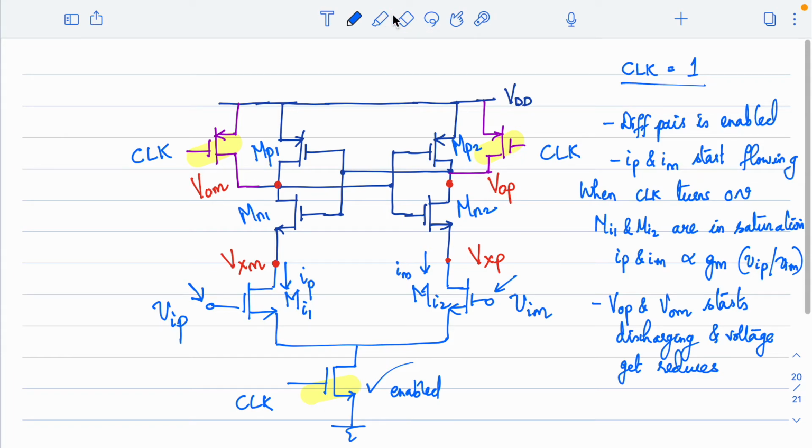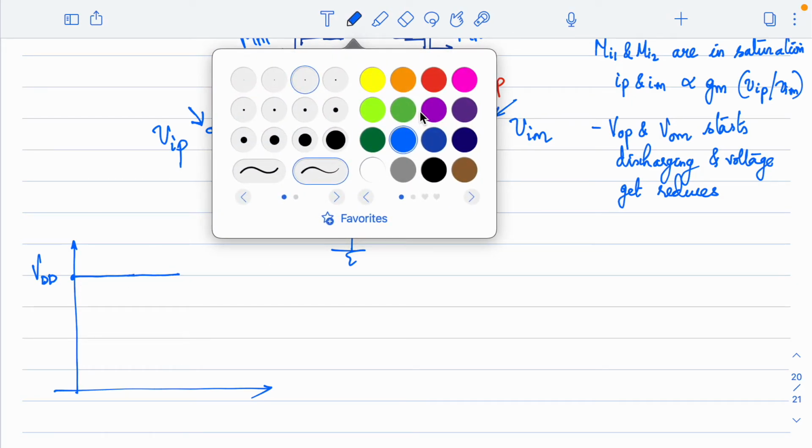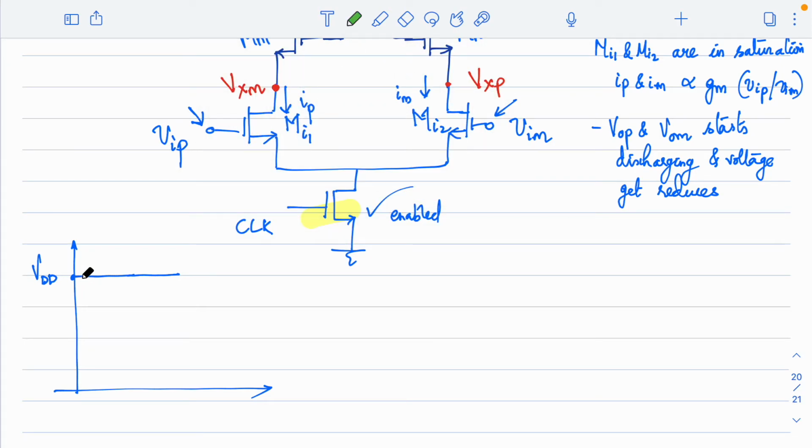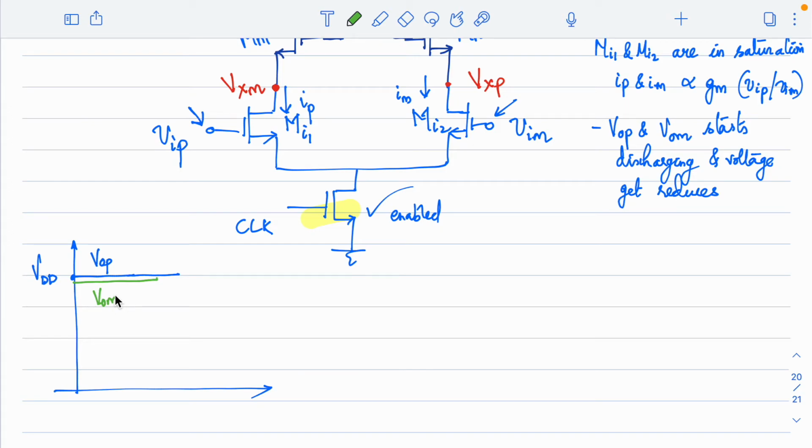You can think of it this way. Initially it is pre-charged, so it is at VDD, right? Both VOP and VOM are at the same level. I'm just using a different color to differentiate it. So this is your VOP and this is VOM, right? Both are at VDD initially. Now, when the differential pair turns on and IP and IM start flowing, both these nodes will start discharging.